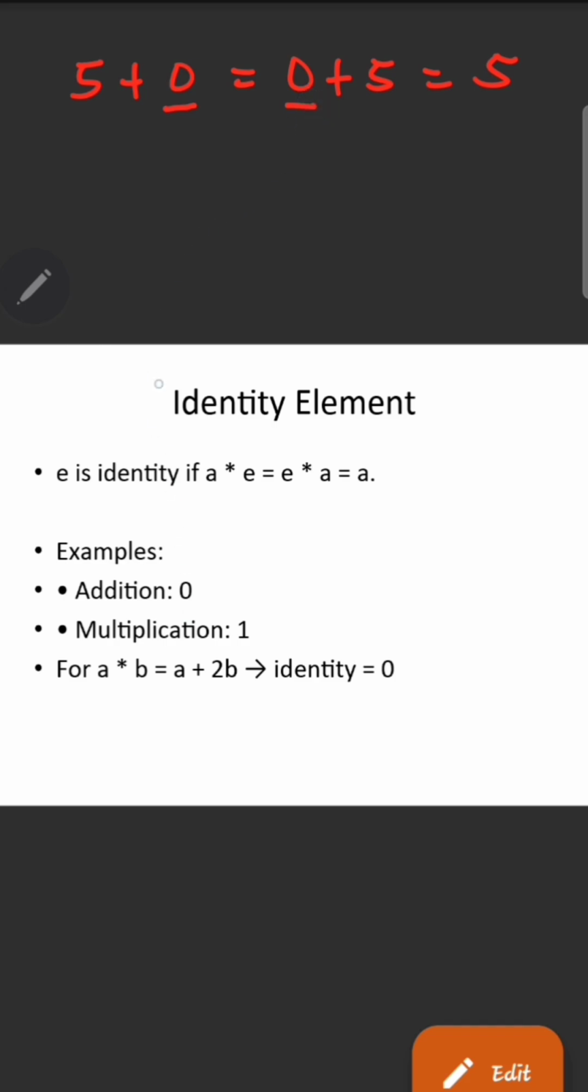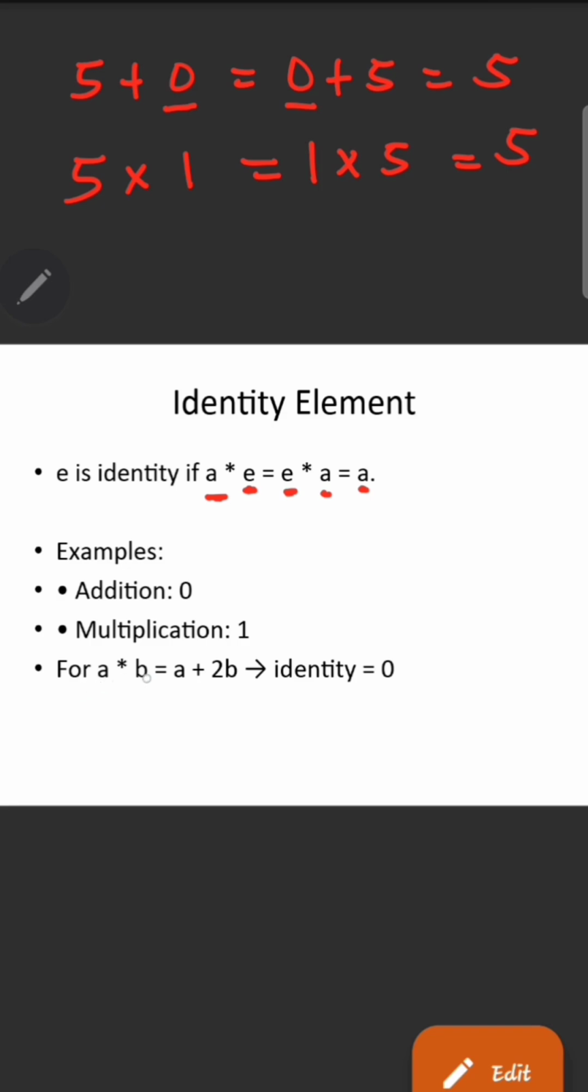And then for multiplication, when you have 5 multiplied by 1, it is the same thing as 1 multiplied by 5, and it will still give you 5. So A multiplied by the identity element equals the identity element multiplied by A, which will give you that A. That's what is meant by identity elements.